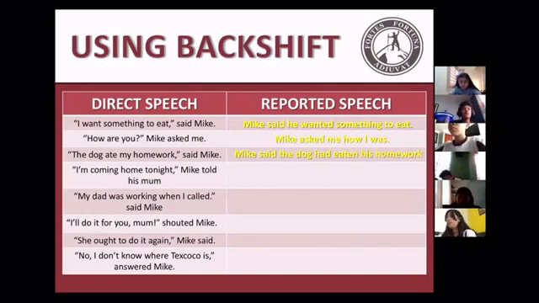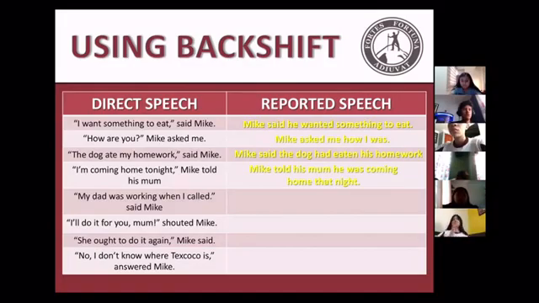"I'm coming home tonight," Mike told his mum. So here, Mike's not talking to you, he's talking to his mum. So we can start the reported speech sentence with what we have at the end. Mike told his mum, "I am coming" is present continuous, so we're going to change it into past continuous. Mike told his mum he was coming home that night, we would use, because you could be reporting it a different day. Okay? Next one. "My dad was working when I called," said Mike.